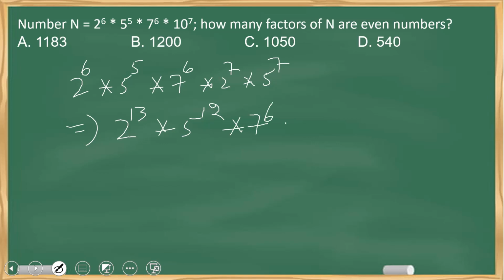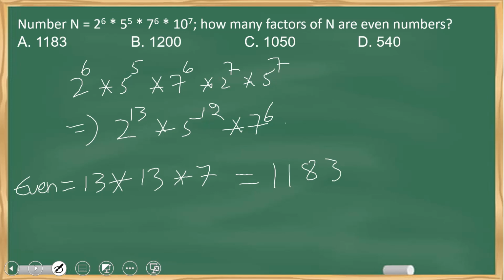This is a number. Now in 2 power 13, how many even factors are there? 13 even factors. And in 5 power 12, how many factors are there? 12 plus 1, that is 13, into, and here how many are there? 7. So 13 into 13 how much? You need to know the basic multiplications of these numbers at least. Correct? 1183. And from the options you can easily find it. There is no 5 and even number, so the answer is 1183. Got the point here?